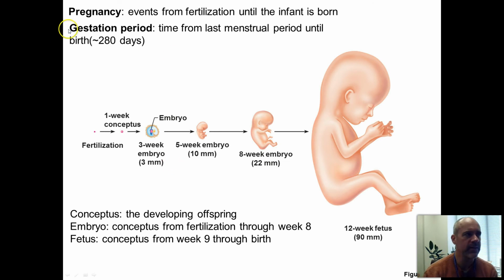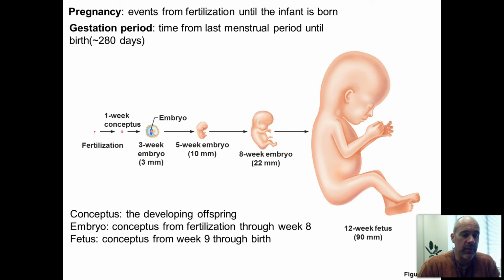All right, so pregnancy, the definition of pregnancy. This includes all of the events from fertilization, when sperm meets the secondary oocyte, until the infant is born. The gestation period, actually the time, is different from the actual pregnancy period. A lot of people don't know this. But the gestation period, which is about 280 days on average, obviously everybody knows that varies from pregnancy to pregnancy, is actually timed from the beginning of the last menstrual period until birth.